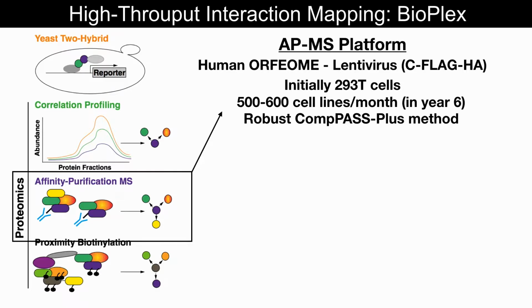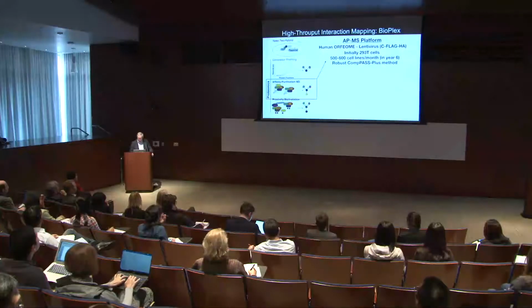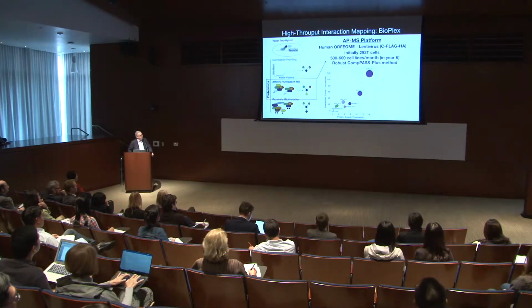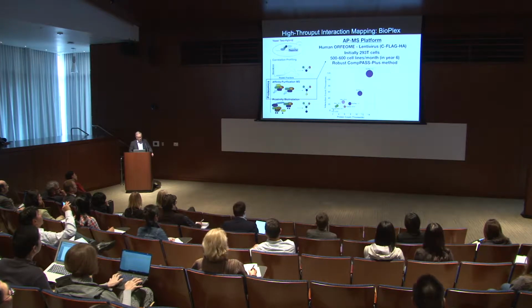We have a system that allows us to create about 500 cell lines a month. And with 3 mass spectrometers, you can just about cover IPs from those 500 cell lines in a month. And then we have a methodology we call CompPASS-Plus to identify high confidence candidate interacting proteins. And so using this system, we've now reported what we call BioPlex 1 and BioPlex 2.